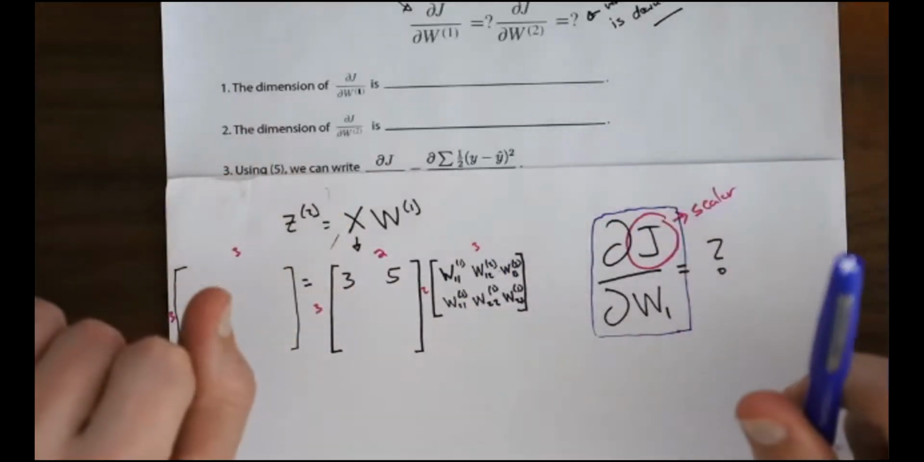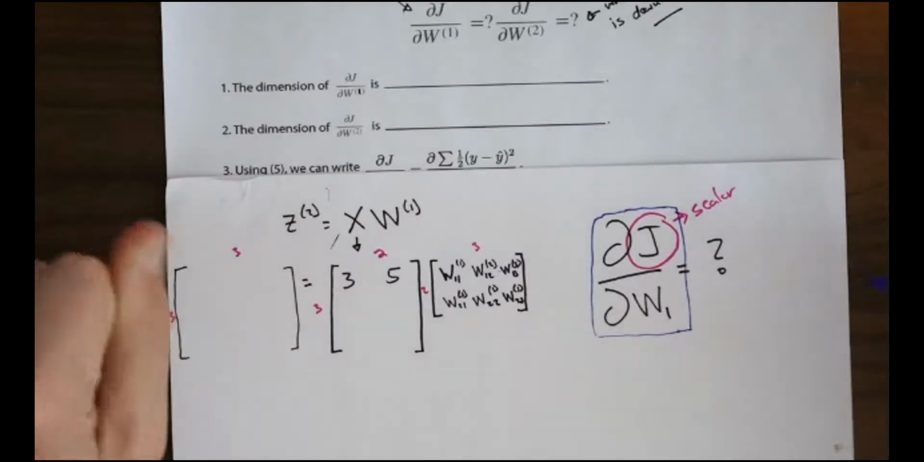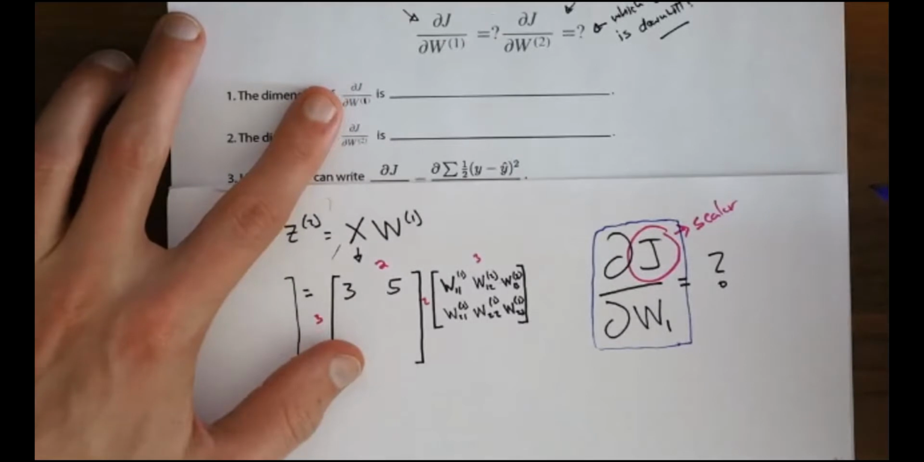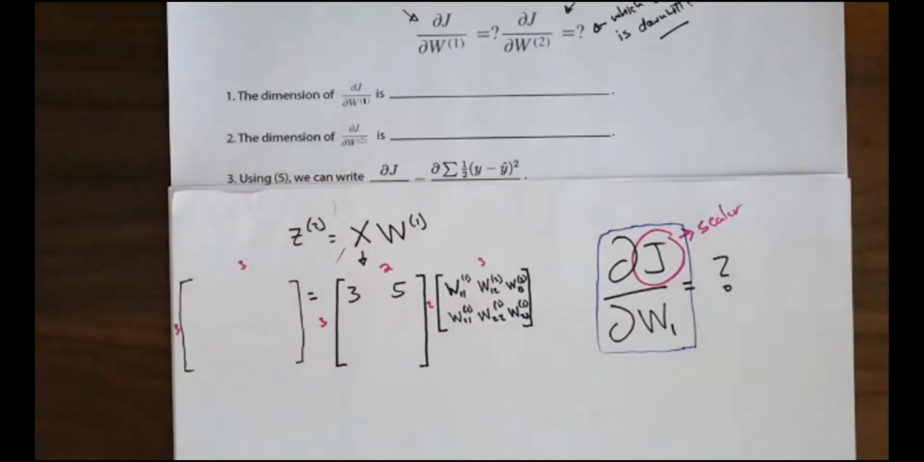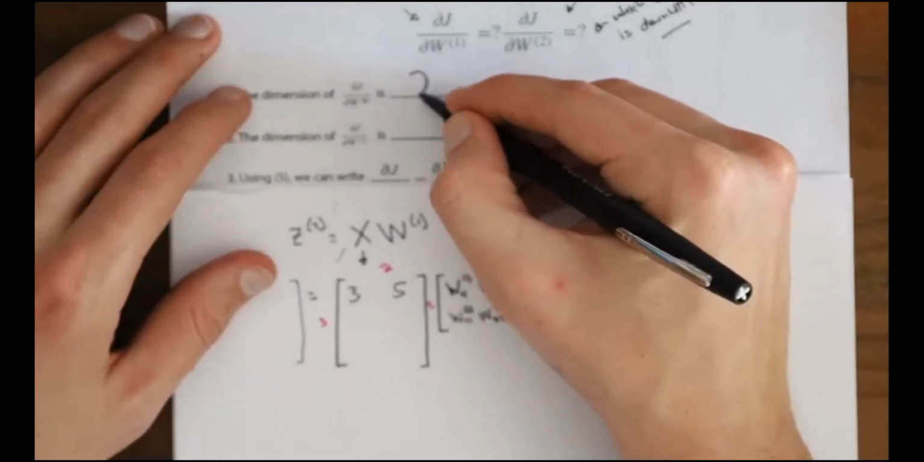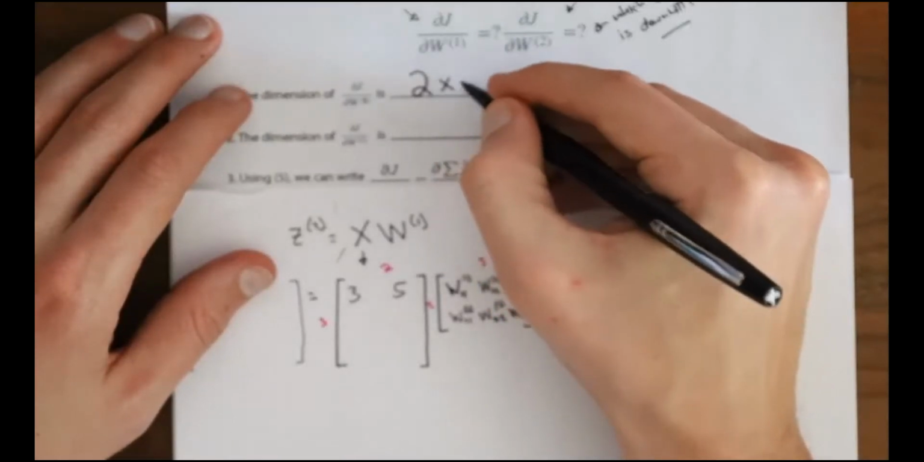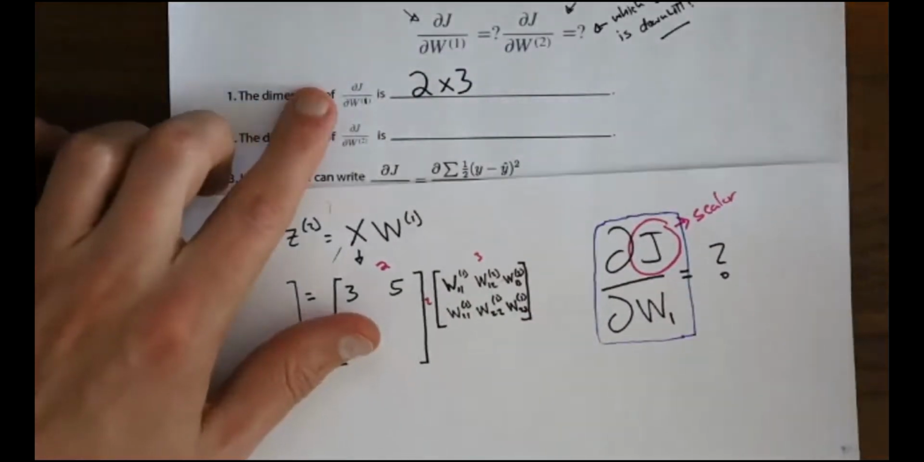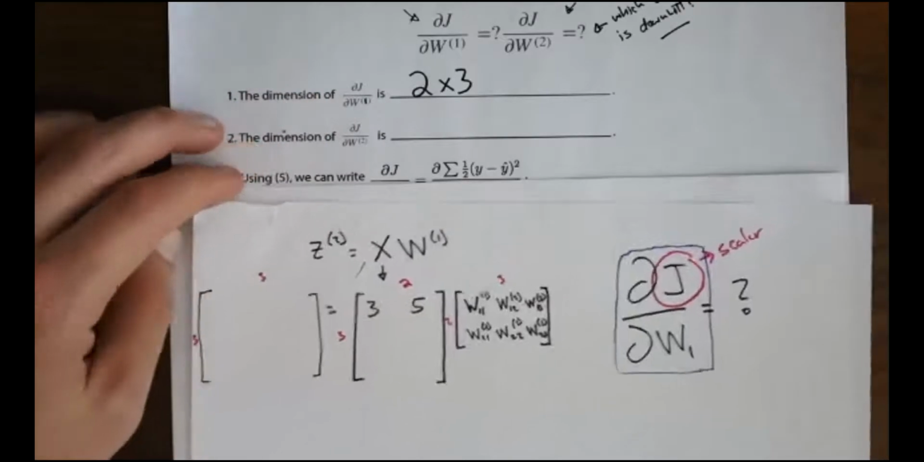So that's the idea. With that in mind, what do you think about number 1? What should the dimension be of dJ dW1? If you think you have the answer, throw it in the chat window. Yeah, so Jagadish has it right. Good. It's a 2 by 3. It's just like our weight matrix because it really does the same thing. So the dimension of dJ dW1 is 2 by 3. That's our first answer. We need just as many gradients as we need weights. Okay, cool. Let's keep going.